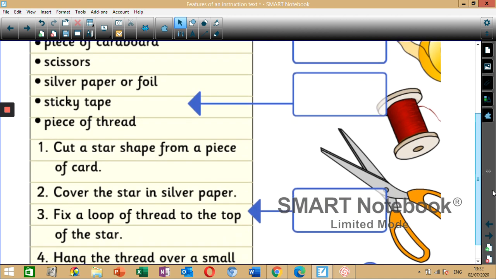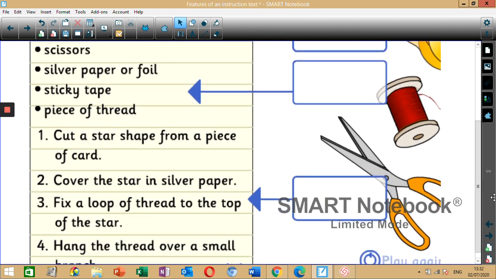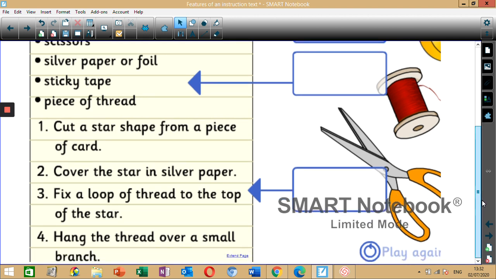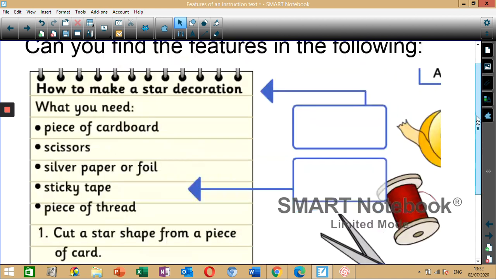Number 2, cover the star in silver paper. Number 3, fix a loop of thread to the top of the star. And number 4, hang the thread over a small branch.